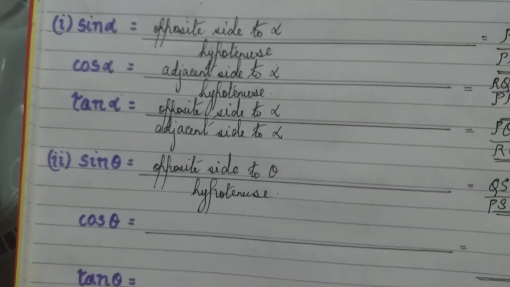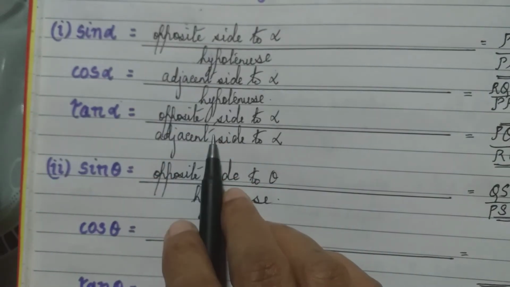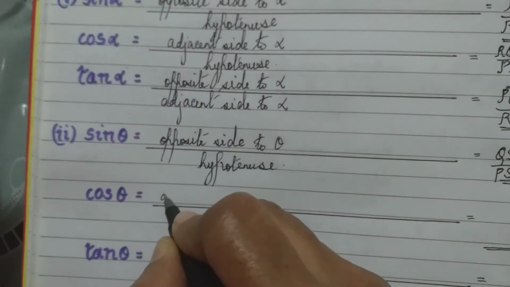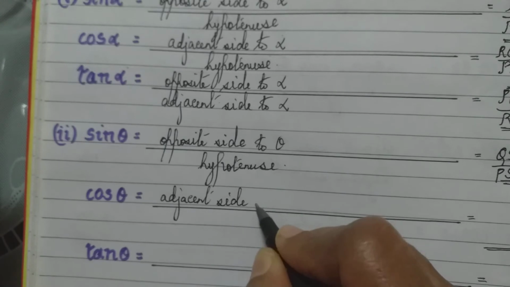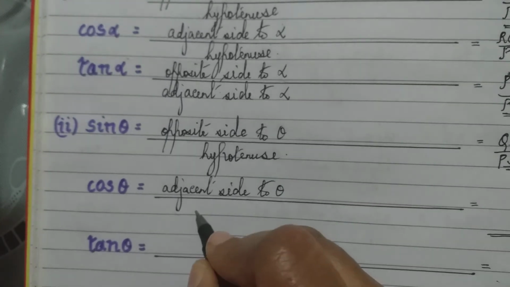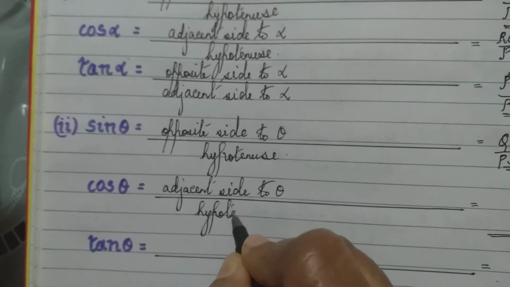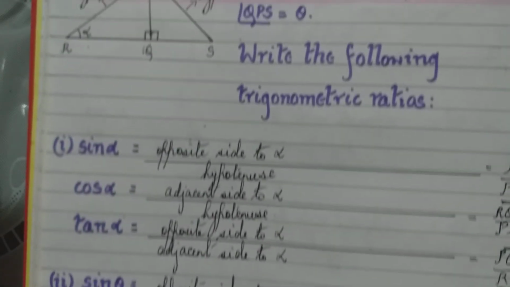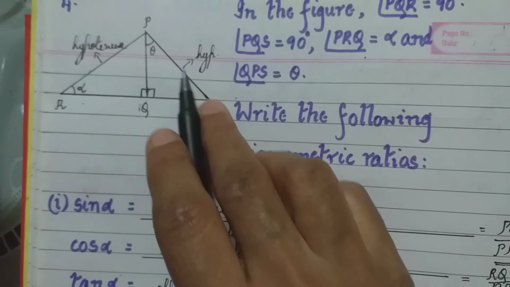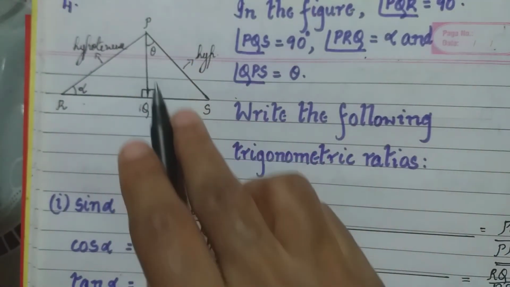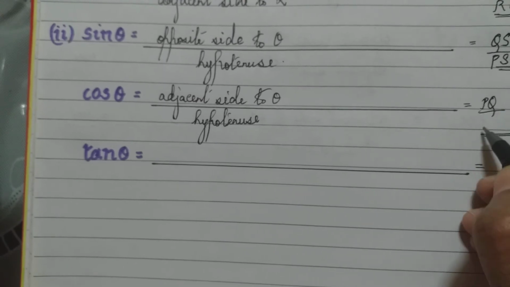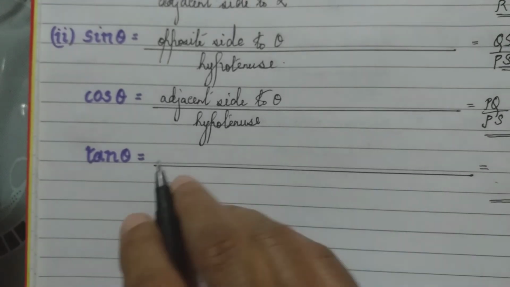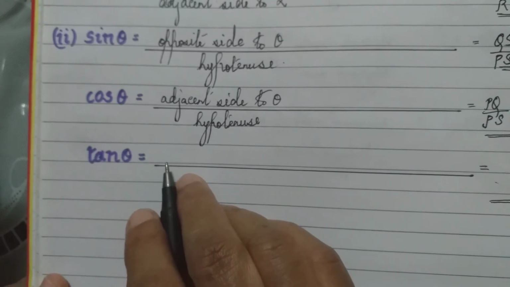Next we have cos theta. Cos theta is adjacent side upon hypotenuse. So here adjacent side to theta upon the hypotenuse. Now we look at the figure here. Adjacent side to theta is PQ, and here is the hypotenuse. So adjacent side will be PQ upon the hypotenuse, that is PS. So we write here PQ upon PS.